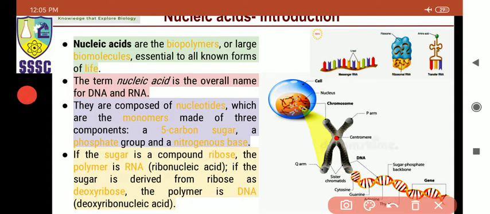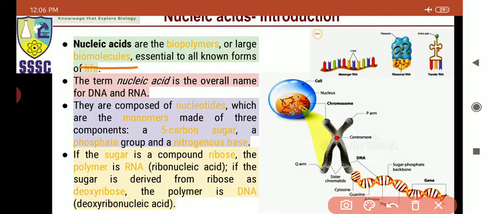These nucleic acids are biopolymers. We see that starch is a polymer of glucose, proteins are the polymer of amino acids. Similarly, nucleic acids are the biopolymers of nitrogen bases plus sugar plus phosphates. That means nucleotides. So nucleic acids are the oligonucleotide chain.